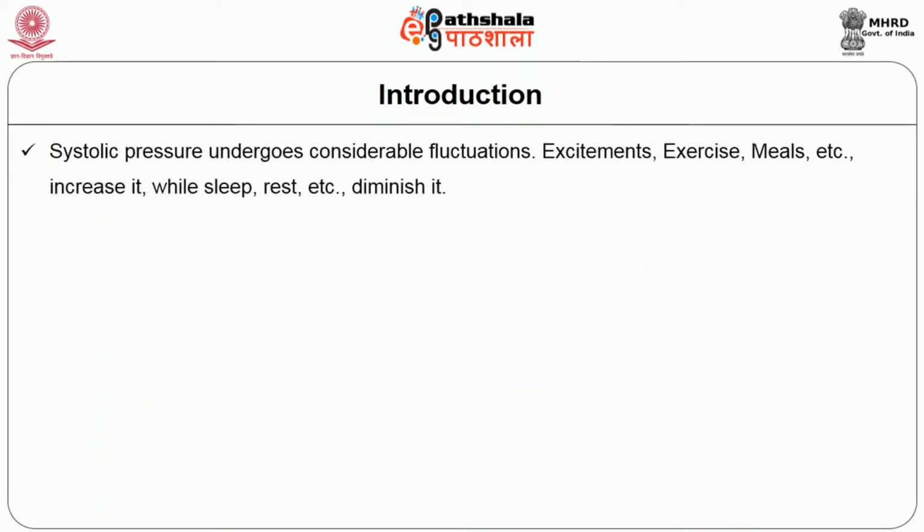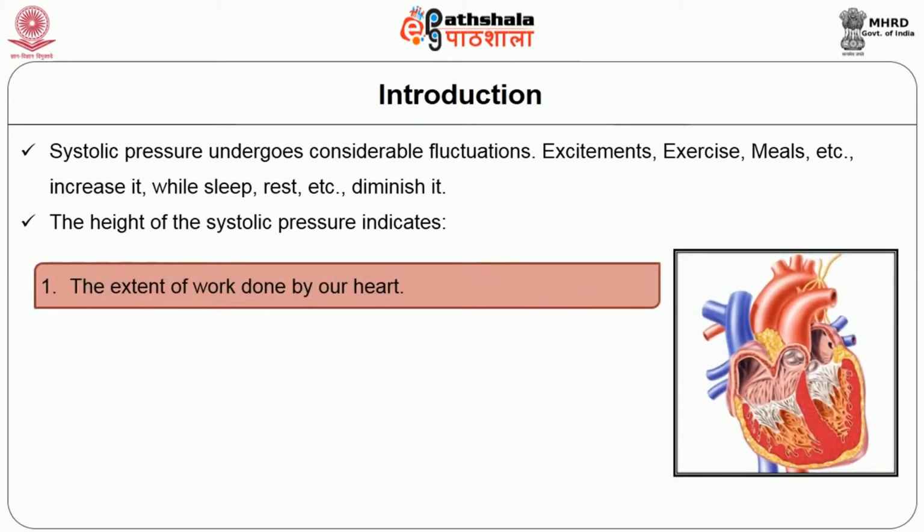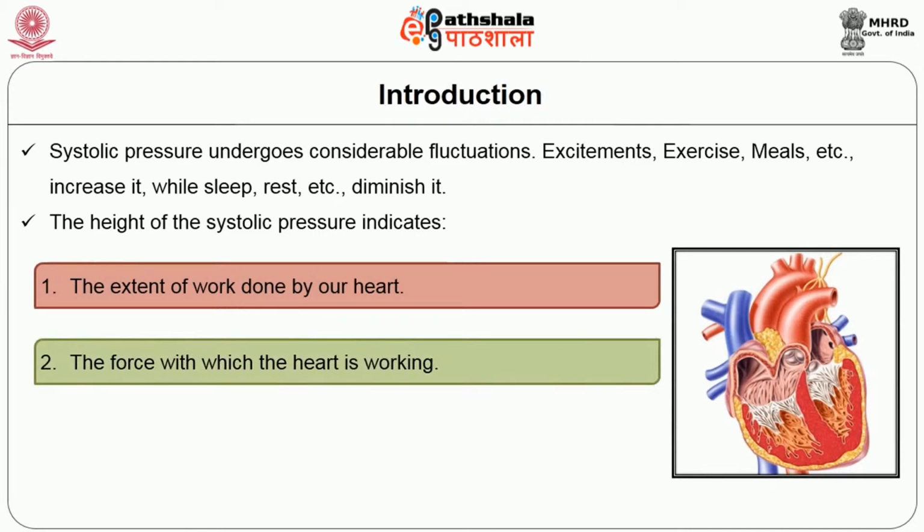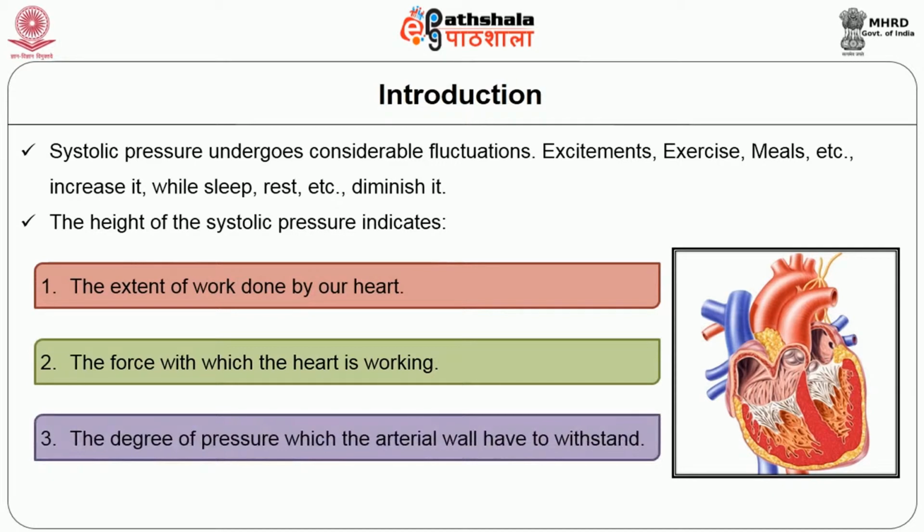Now that we have seen the factors affecting blood pressure, let us now understand the significance of blood pressure. Systolic pressure undergoes considerable fluctuations. Excitements, exercise, meals increase it, while sleep and rest diminish it. The height of systolic pressure indicates the extent of work done by our heart, the force with which the heart is working, and the degree of pressure which the arterial walls have to withstand.